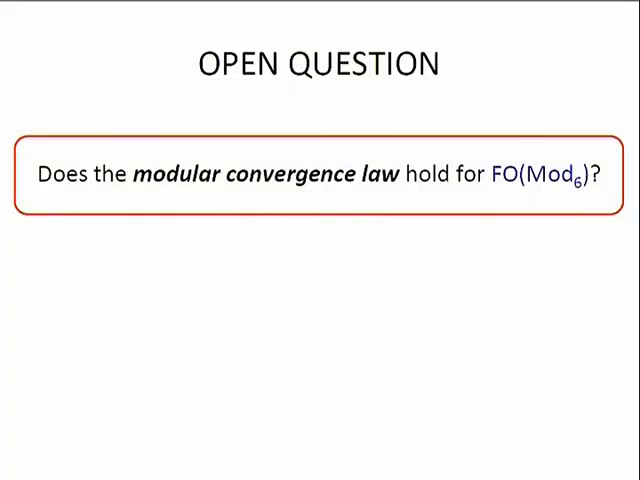I think in a moment I'll talk about connections to circuit complexity. But some of you may be familiar with this. There are open questions still about this AC0 with mod 6 quantifiers. And in my mind, getting a result about first order logic with mod 6 quantifiers would potentially shed some light on AC0 with mod 6 quantifiers. So I think it's a very interesting question.